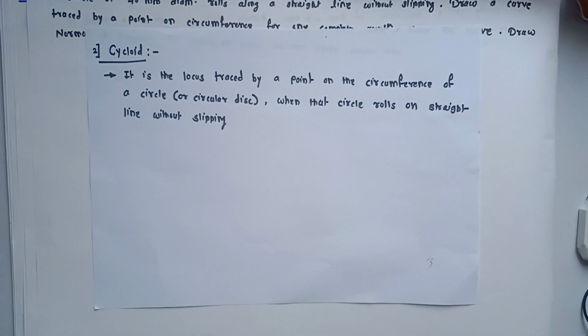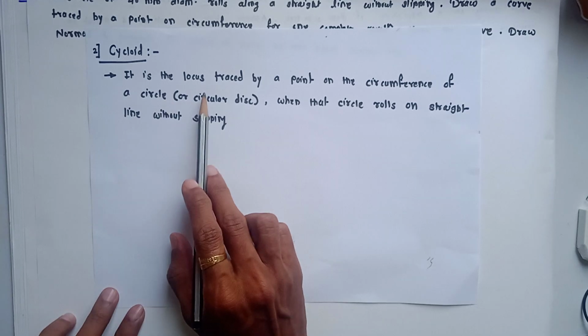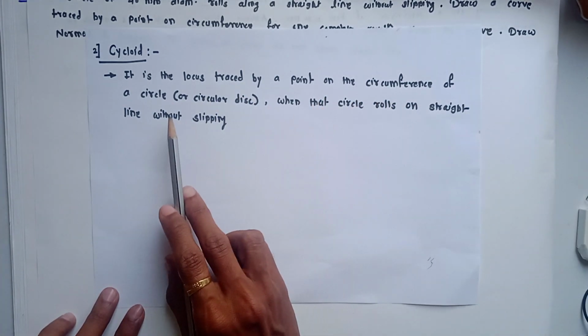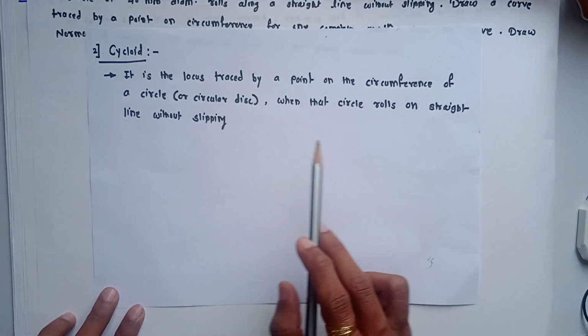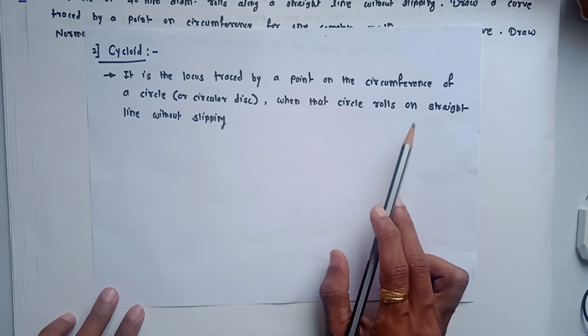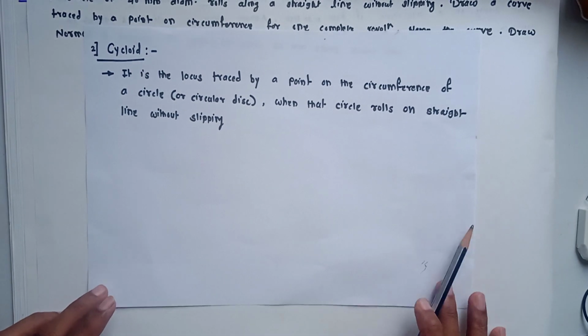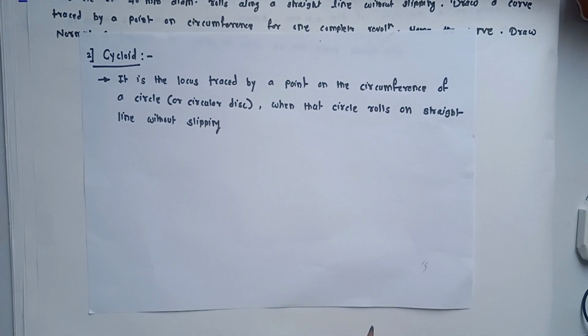In this session, we will learn how to draw the cycloid curve. So, the definition for cycloid curve is it is the locus traced by a point on the circumference of a circle or a circular disc when that circle rolls on a straight line without slipping. So, basically, cycloid curve is generated by the rolling disc or a rolling circle on a straight line.